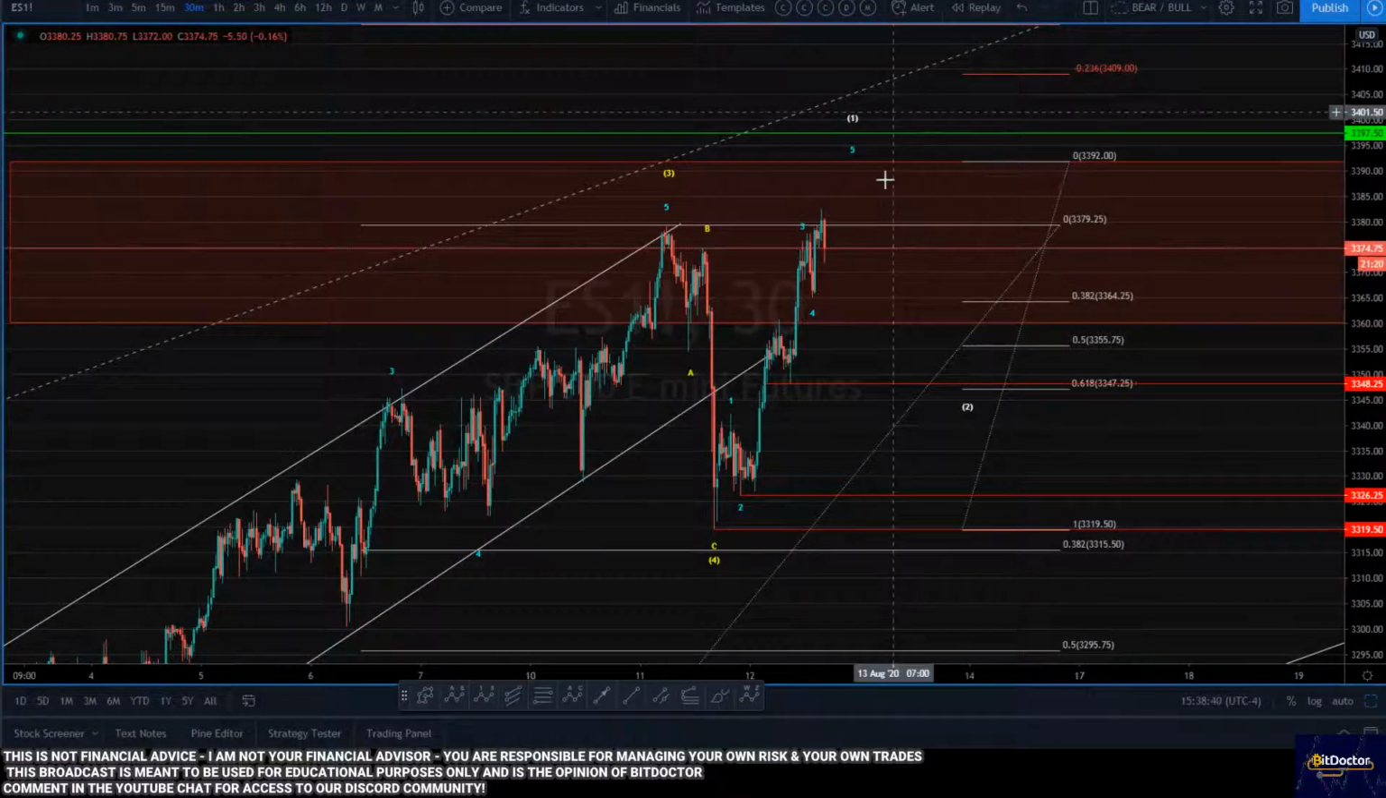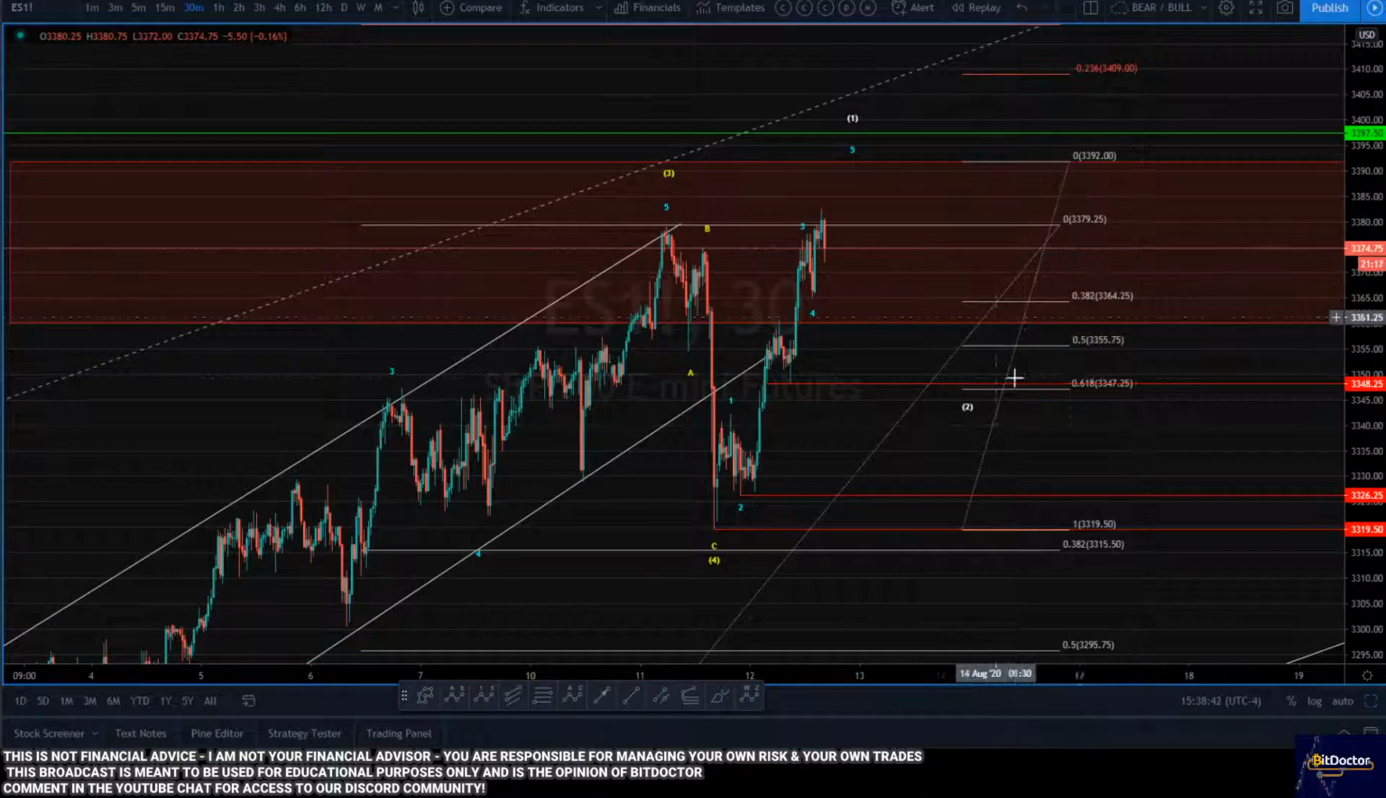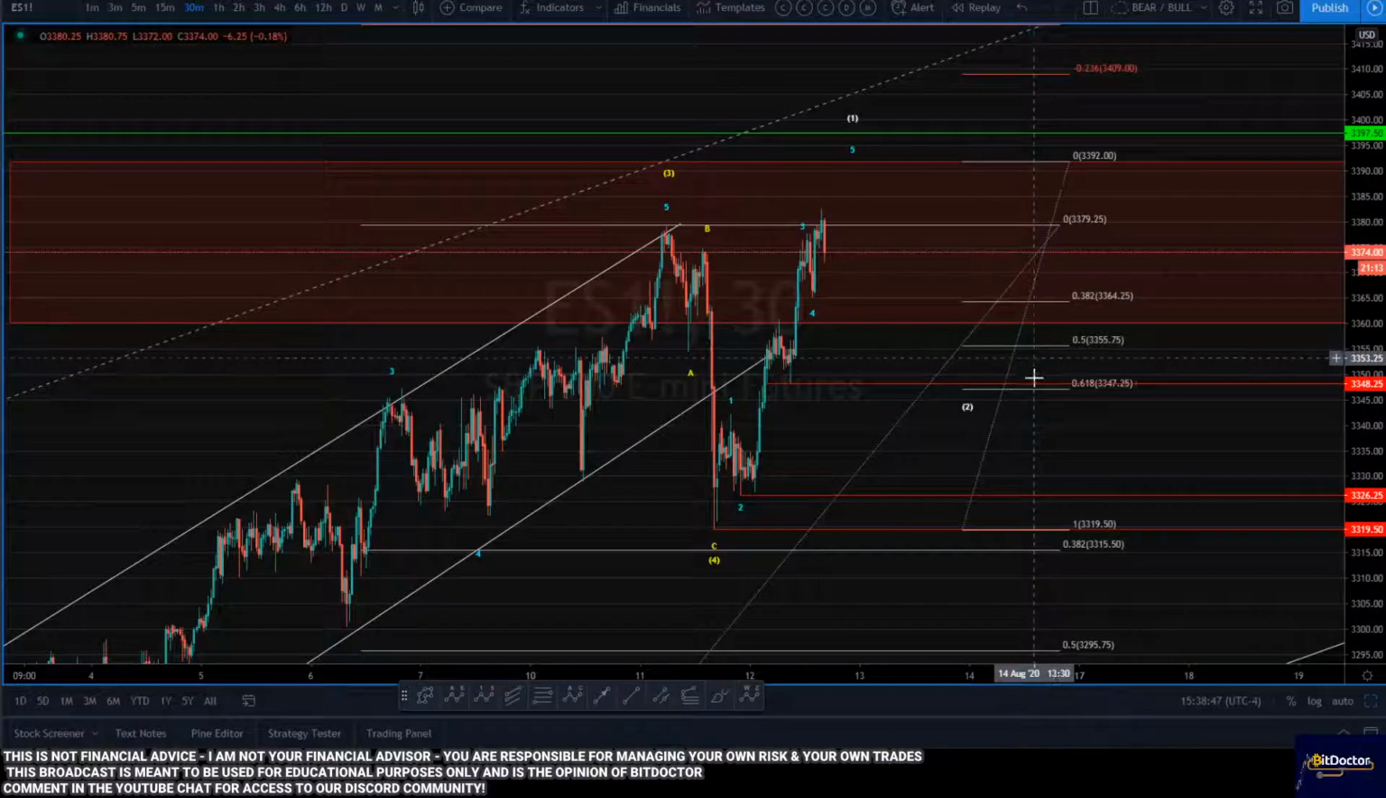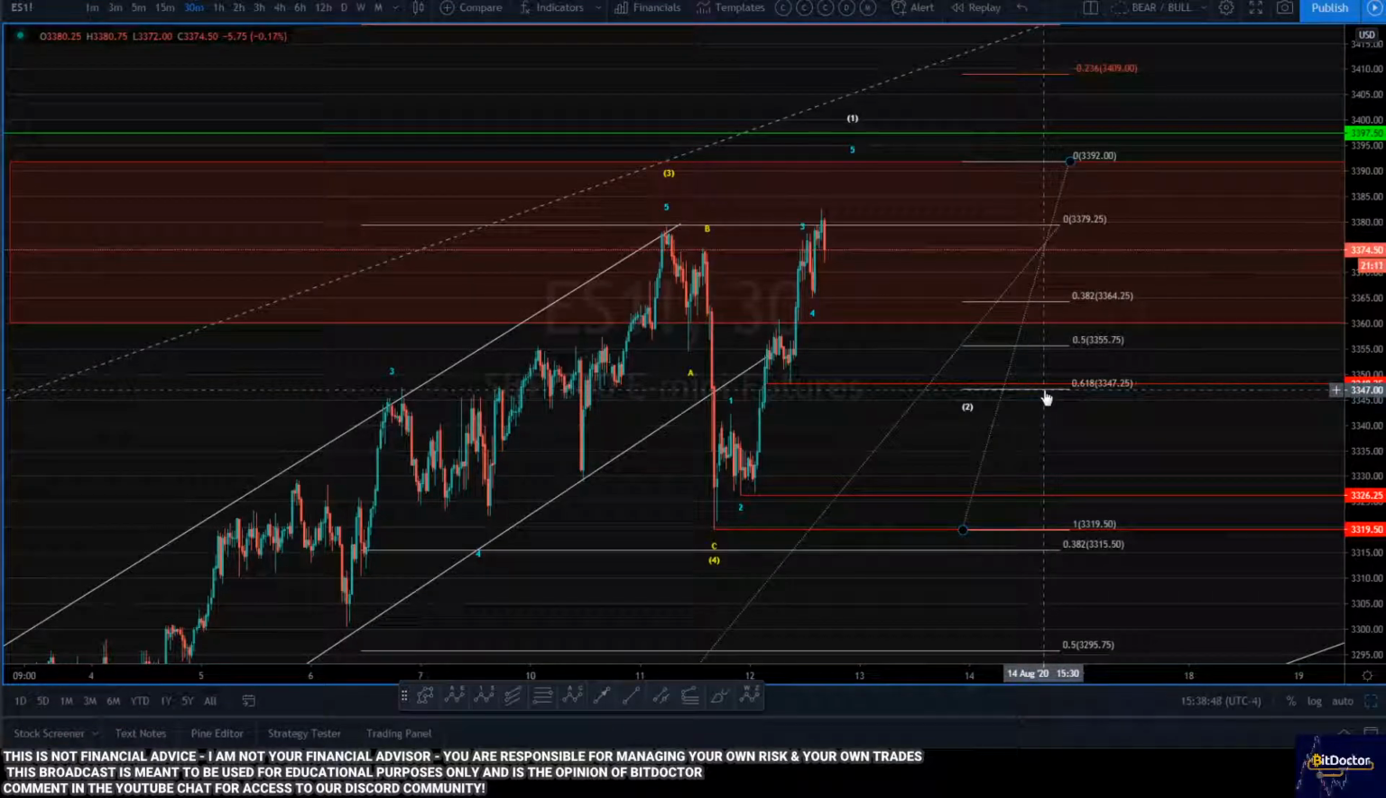It depends on where we reject. That's where we're going to determine where our pivot point is going to be. We're going to be looking for a pullback to the 382 or the 50. I don't think we get as far low as the 618, although the 618 is going to be your high probability bounce target. So just keep an eye on that.